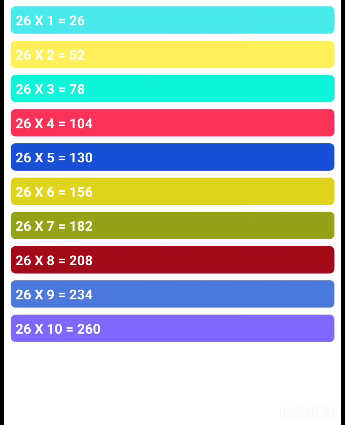Table for 26. 26 ones are 26. 26 twos are 52. 26 threes are 78. 26 fours are 104. 26 fives are 130.